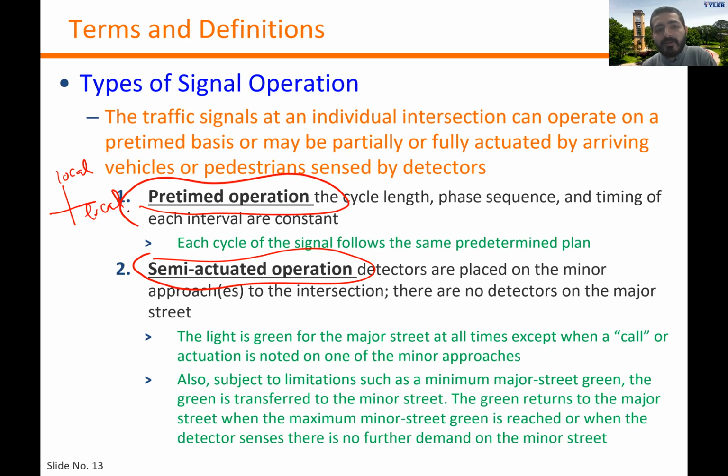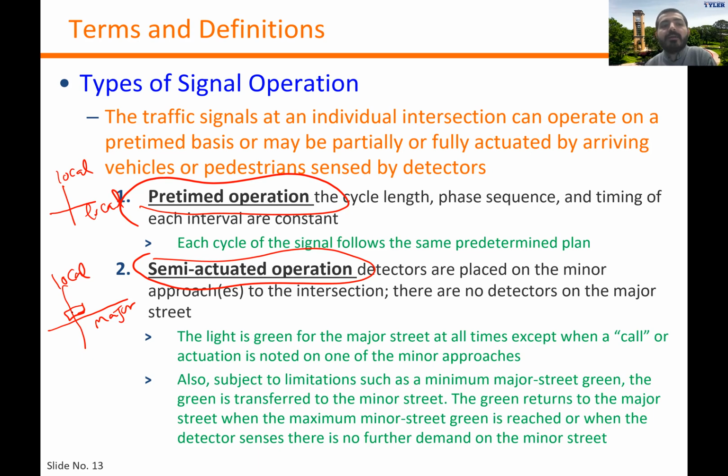While the second type of operation is a semi-actuated operation where a local street is intersecting with a major street. So I have a local street versus here a major street. And now what we do here for semi-actuated operation, actually we put the actuator, or we put a load cell, or we put a camera on the local street. And basically, we're trying here to give the light, again, the light is green most of the time for the major street, except when there is a call or actuation is noted on the minor approach.